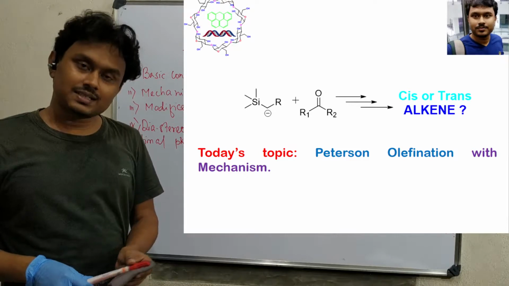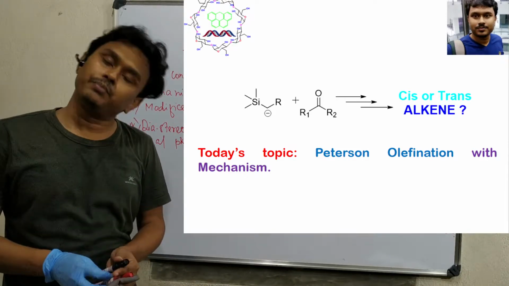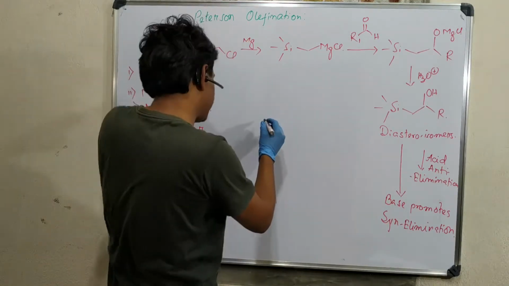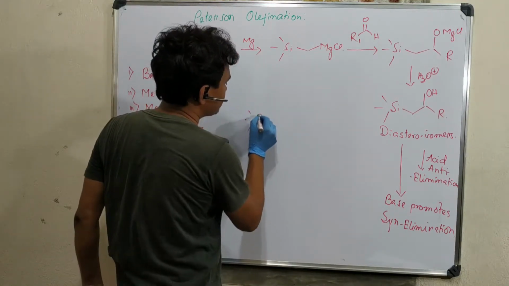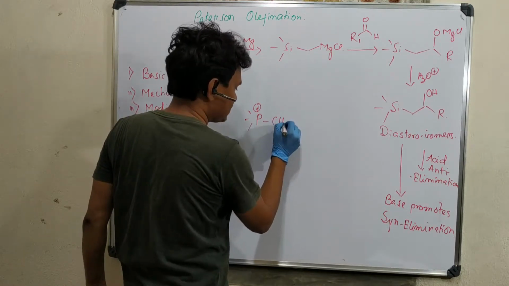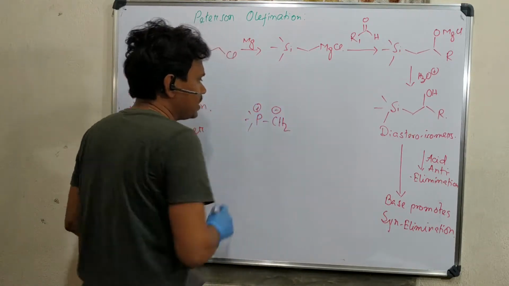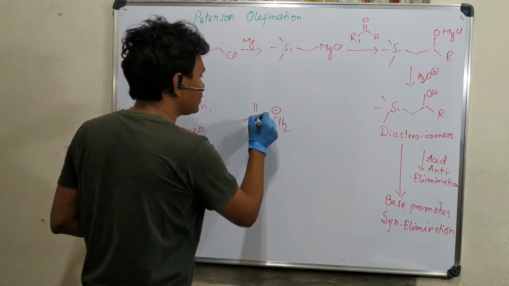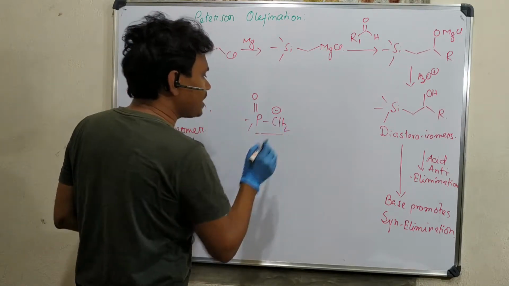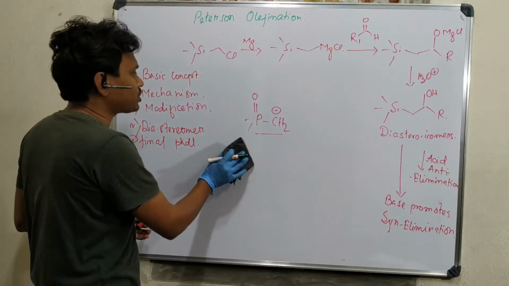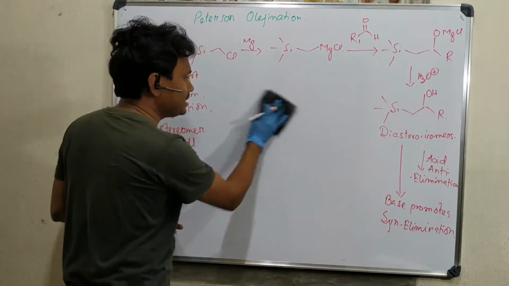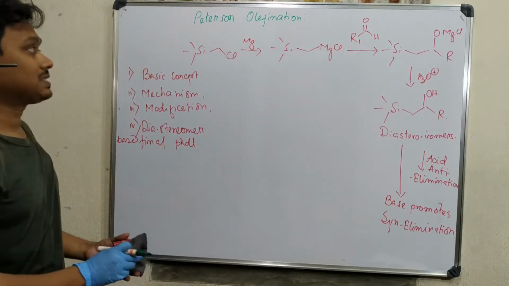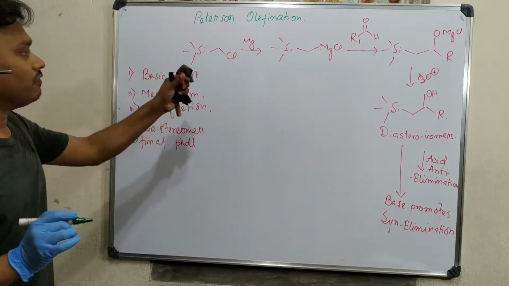Actually, it's a silicon analog of the Wittig type reaction, you can consider. Because in the Wittig reaction we have seen phosphorus ylide, plus and minus. For example, this is the Wittig-Horner reaction, which is a carbanion type triphenylphosphine oxide derivative. But here you can consider this reaction is the silicon analog, a silicon analog of those Wittig type reactions.